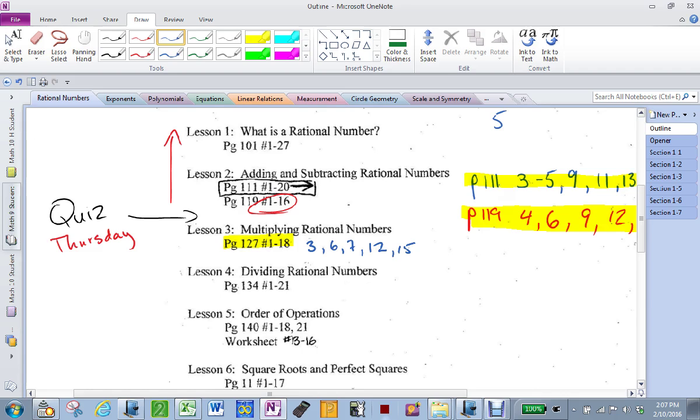What's on the quiz? How do you forget about a quiz? Only number line stuff, adding and subtracting. Nothing we did today. Cool? Chill. That's fine. I'm fine with that.